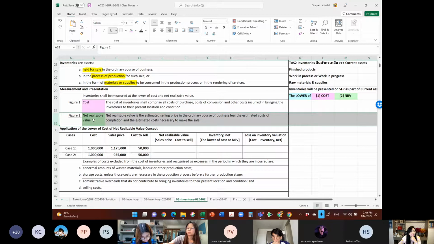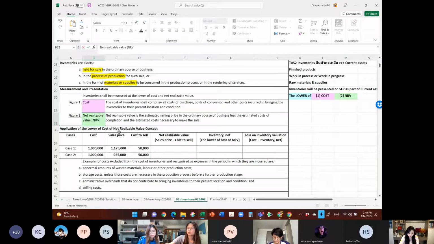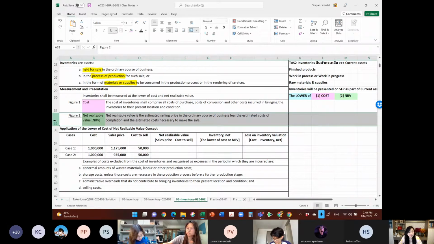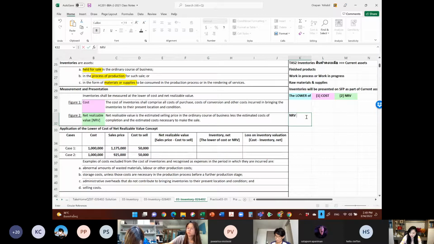Now for the net realizable value, which we usually call the NRV. This is actually the net benefit that you think you will get. So you will determine the net benefit that you're going to get from the sale. How do we do the calculation for this NRV? Let me write it down here for you. The NRV is determined by taking the estimated selling price and then minus the cost to sell or cost to complete.